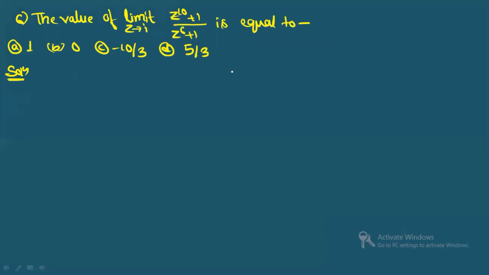Now you see this question. What is given to you here? The value of the limit as z tends to i of z to the power 10 plus 1 by z to the power 6 plus 1 equals what? You have to just find the value of the limit. So you will apply the L'Hopital rule. I've already said, in L'Hopital rule, what is there?